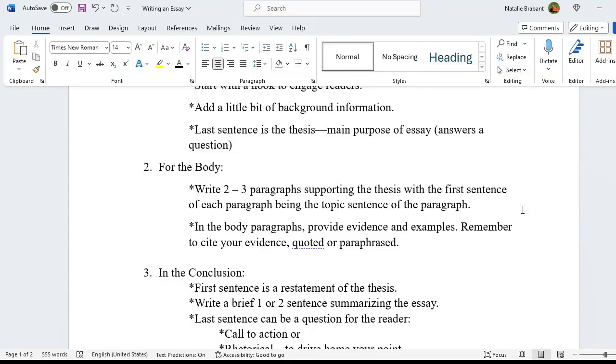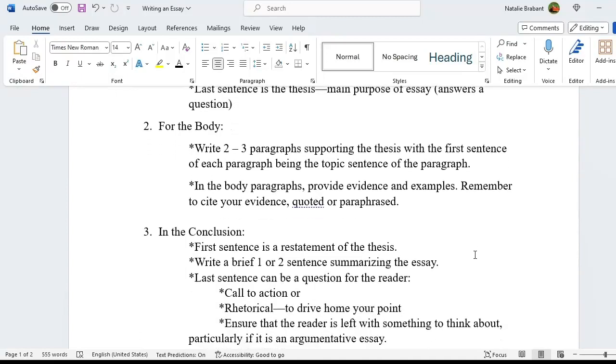In the body paragraphs, provide evidence and examples. Remember to cite your evidence, even if it's quoted or paraphrased. Make sure you cite it. Now, after paraphrasing, you can do it at the end of the paragraph, of course, directly after a quotation.